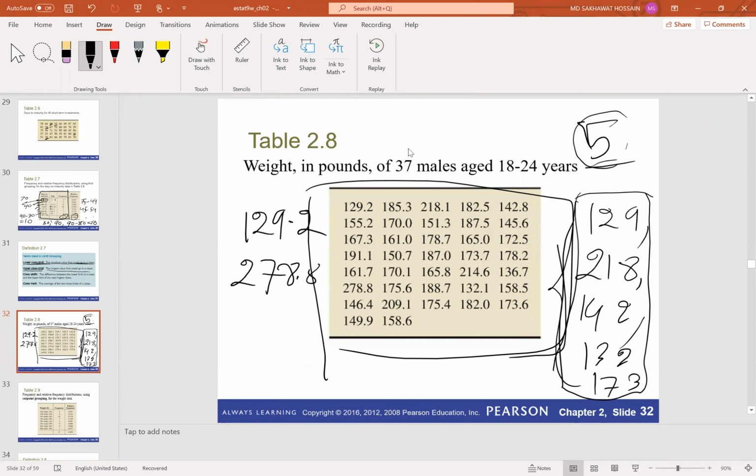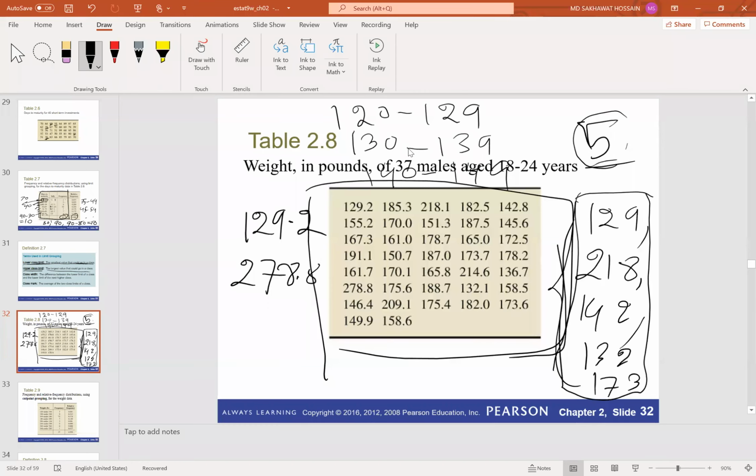278.8. Okay, so now if I do grouping like this, you said we can use limit grouping. Yeah, I also agree with you. We have to use limit grouping, because till now we know single value grouping and limit grouping, and single value grouping will not work in this case. So we'll go for limit grouping. If we do the limit grouping like this, it starts from 129, so we can start from 120. So 120 to 129, then 130 to 139, then 140 to 149, and so on.